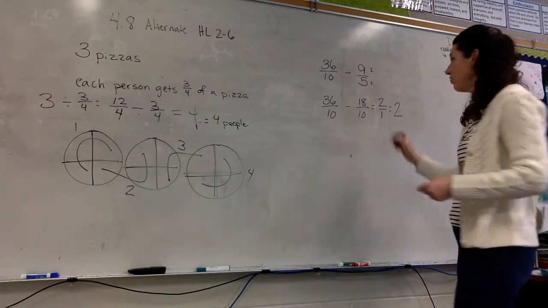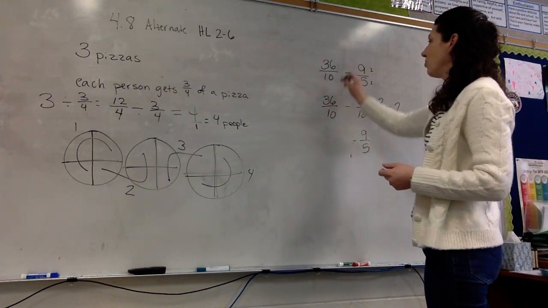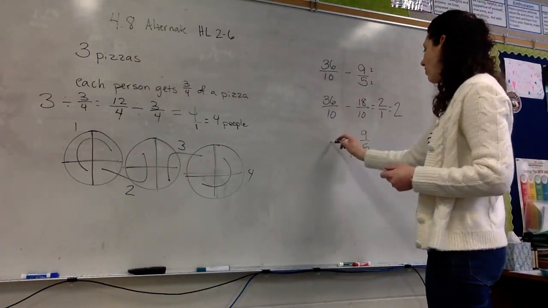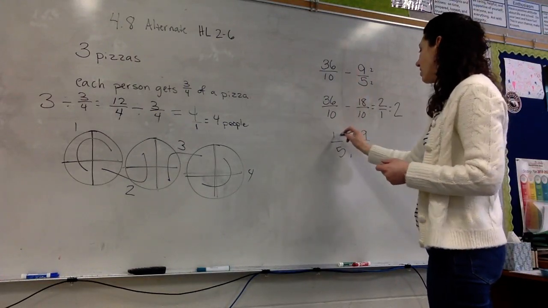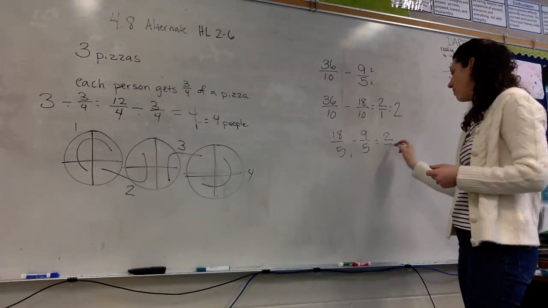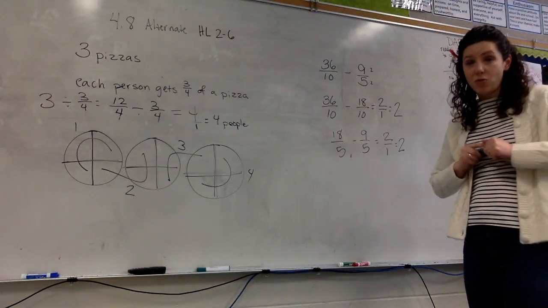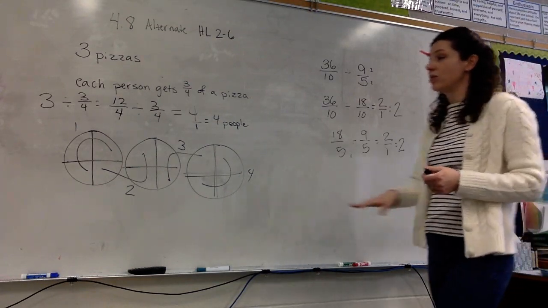Could I have renamed this a different way? Yeah, I could have left this as 9/5. I could have renamed this as half, so half of 10 is 5, half of 36 is 18. 18 divided by 9 is 2, 5 divided by 5 is 1. My answer is 2. So on your HomeLink for tonight, you are going to want to use this strategy.